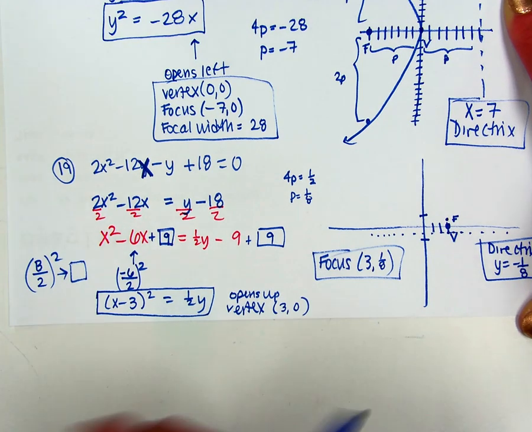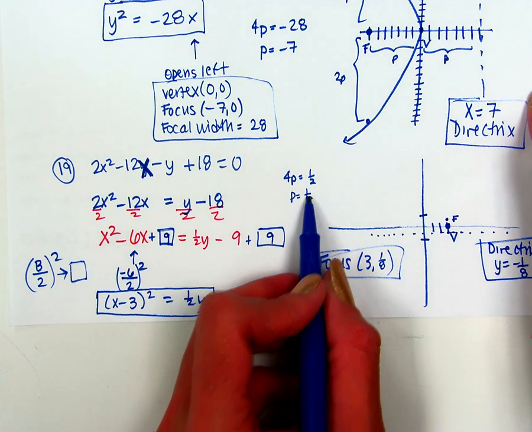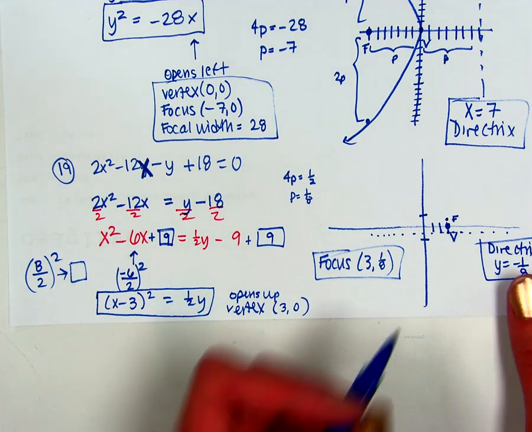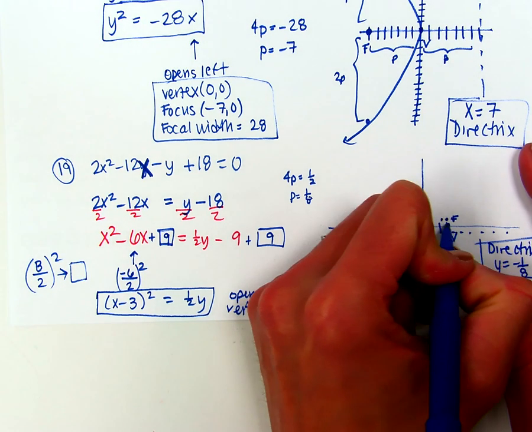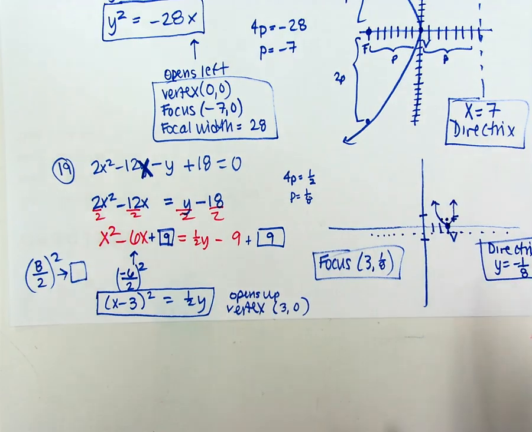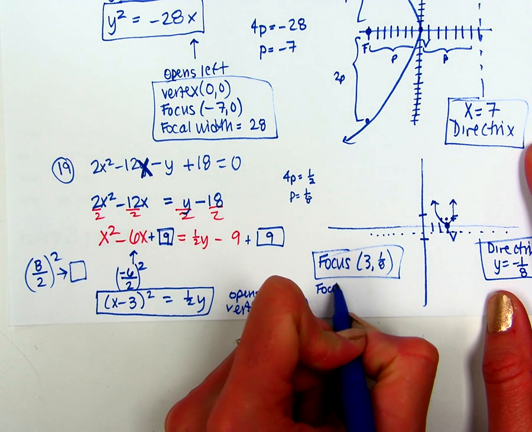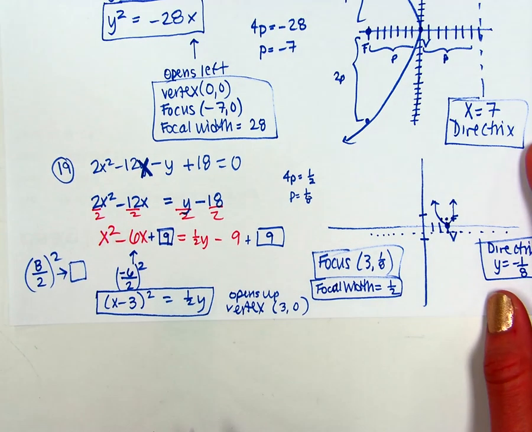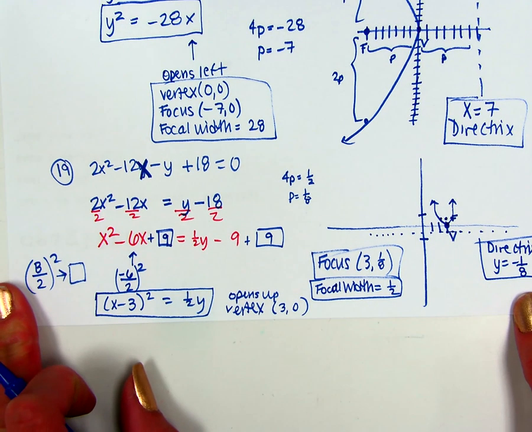All right, and then for my focal width, I need to go 2p to the left and 2p to the right, which would mean I go 1/4 to the right and 1/4 to the left. So grand total, my focal width is 1/2, which is my coefficient of y from earlier. All right, so I should have everything labeled there.